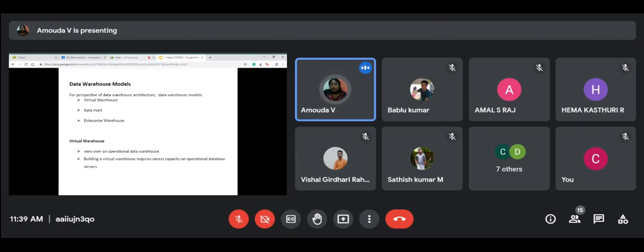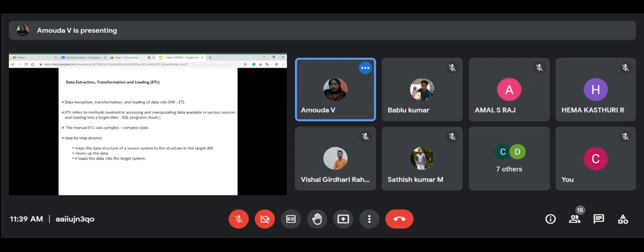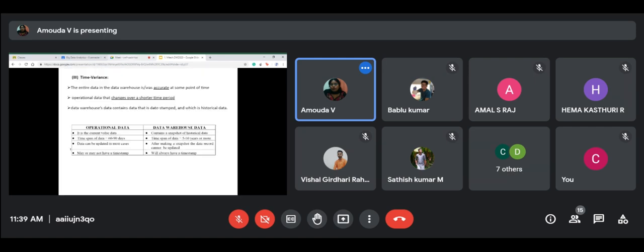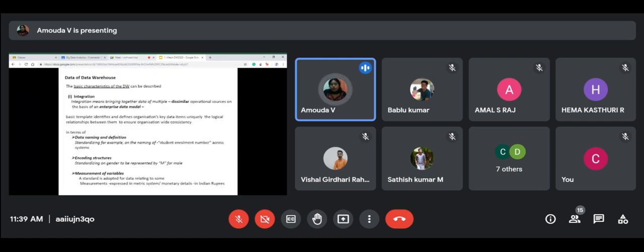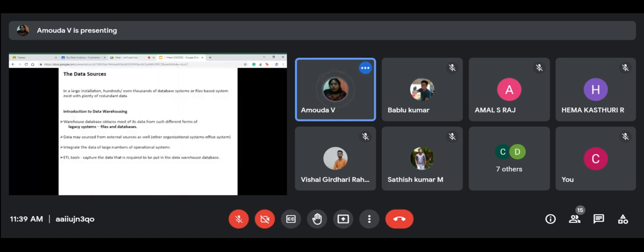Components and process of the data warehouse. Actually, it is a little theoretical part. Whatever you need to prepare, I have taken everything. Okay, let us go one by one.